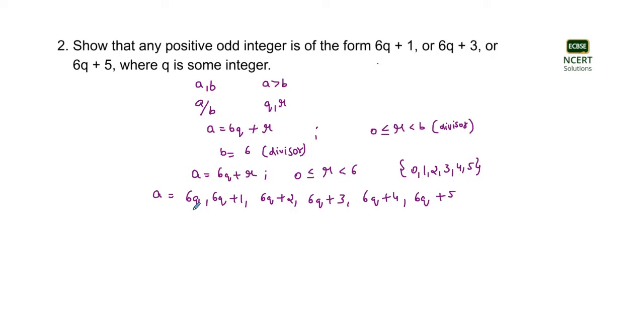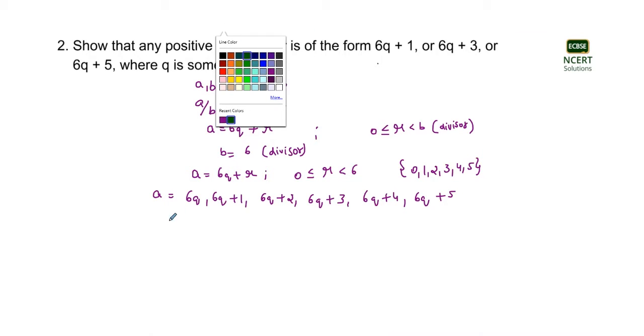What it means is that if the number a on dividing by the divisor 6 leaves the remainder 0, then by Euclid's division lemma a is equal to 6q. If 1 is obtained as a remainder, then the form a will take is 6q plus 1. If 2 is obtained as a remainder, then the form of the number a will be 6q plus 2. If 3, then 6q plus 3. If 4, then 6q plus 4. And if 5, then it will be of the form 6q plus 5.